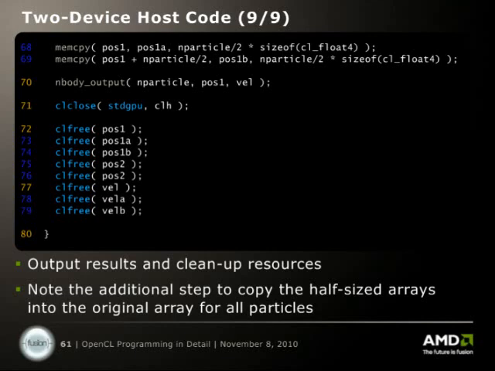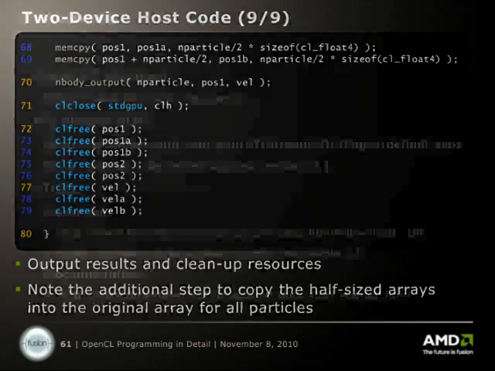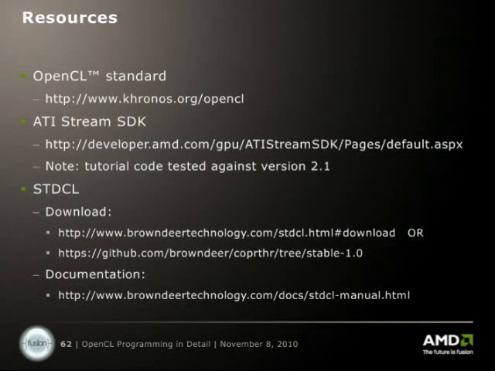It's essentially the same. The only additions are that we have to free up more resources because we had to allocate these extra arrays to divide up the work. And that's it then. Those are all of the changes necessary to use 2 GPUs.